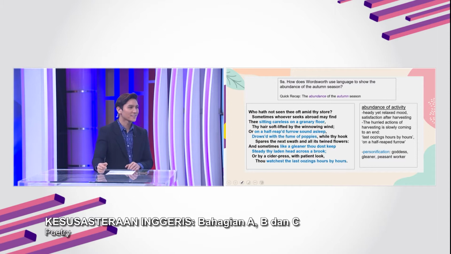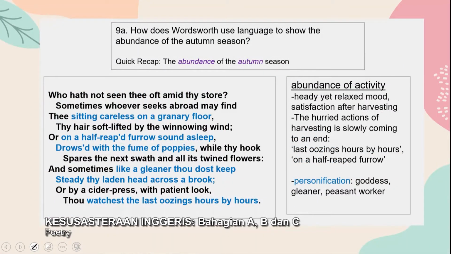So when you have an abundance of activity, this is Keats conveying to his readers how autumn is a season that is filled with the hustle and bustle of human activity. All right, so you've got the gleaners, you've got the collectors, you've got all sorts of harvesting going on. Right?